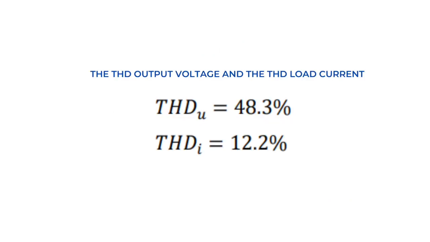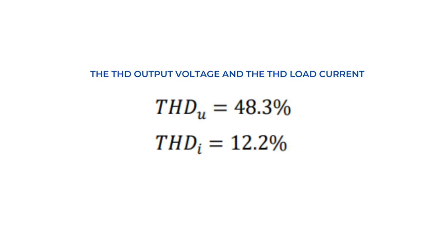The THDU, otherwise known as the total harmonic distortion of voltage, is around 48.3%. It indicates that the waveform of the voltage is significantly distorted. This is because the harmonics, which are the additional frequencies that are not present in the original signal, are adding to the waveform itself. The harmonics are causing the waveform to lose its square shape characteristic, and it becomes irregular with rounded edges.